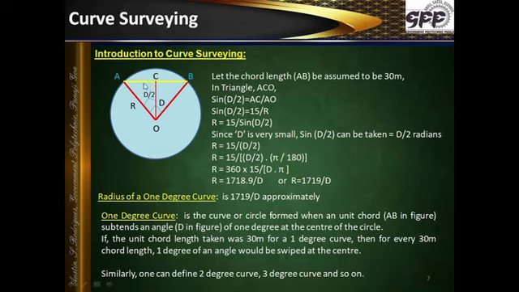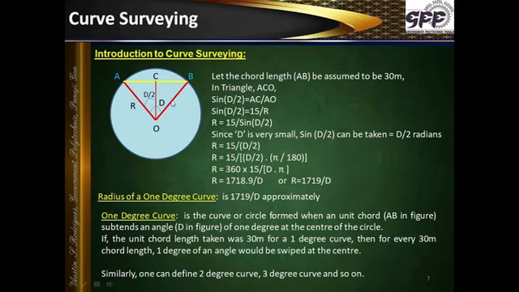Sine of d by 2 is opposite, that is AC, upon hypotenuse, that is AO. So sine of d by 2 is equal to AC upon AO. Since this was 30 meters, AC becomes 15 meters, divided by AO, which is the radius. Interchanging, R comes on top and sine d by 2 comes down. So I can write R is equal to 15 divided by sine d by 2.